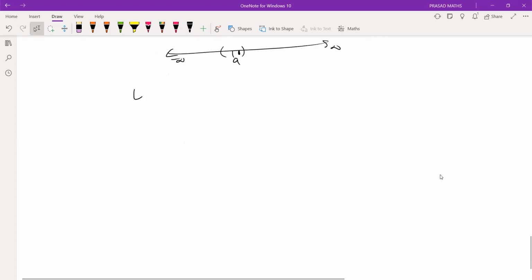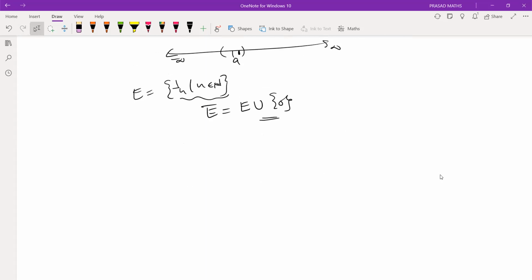Suppose you take 1/n. What is my closure? E union the derived set of 1/n. I already told you 0 is the only limit point. So what is the closure? 1/n union {0}, with 0 a singleton.